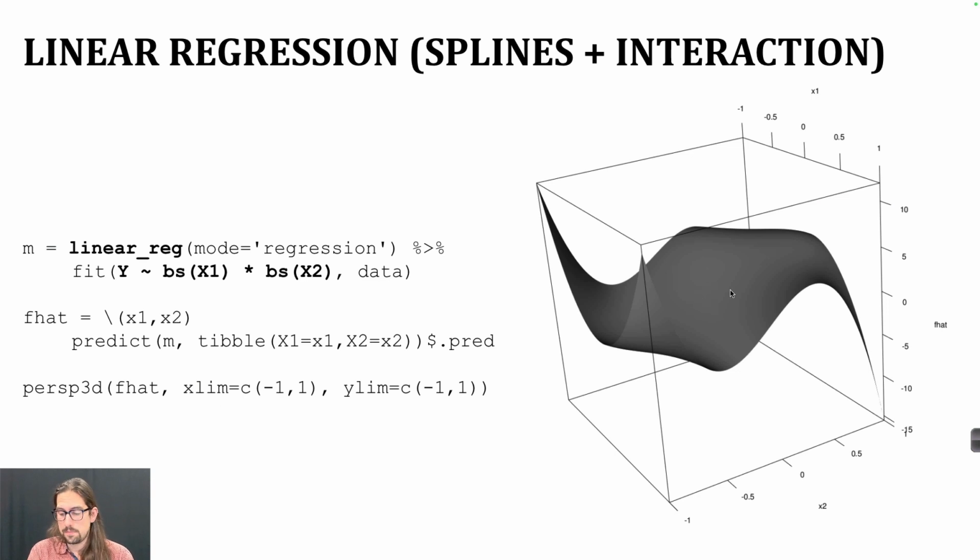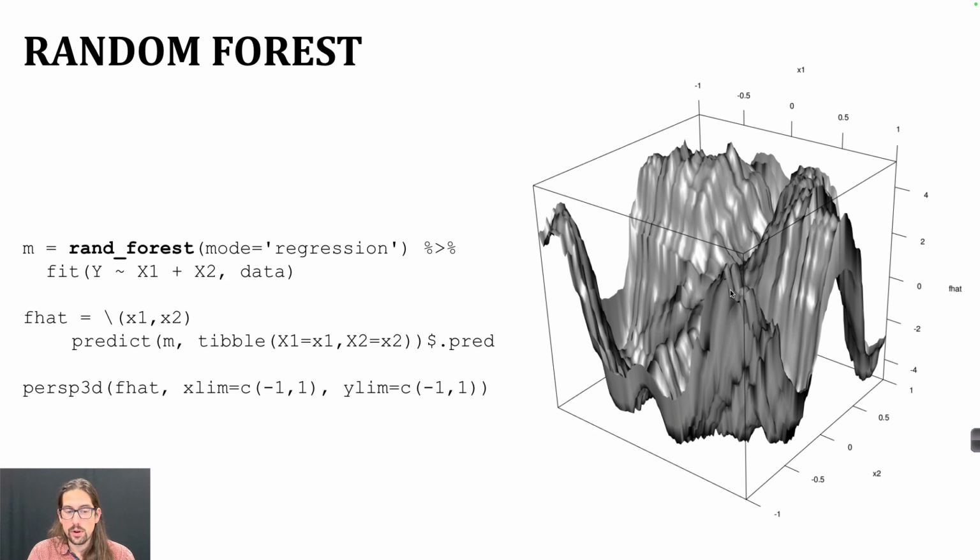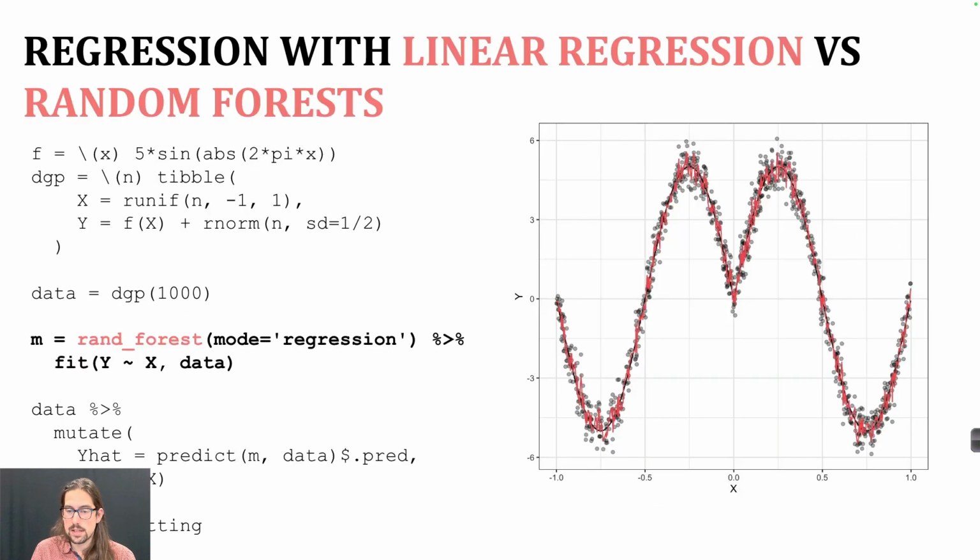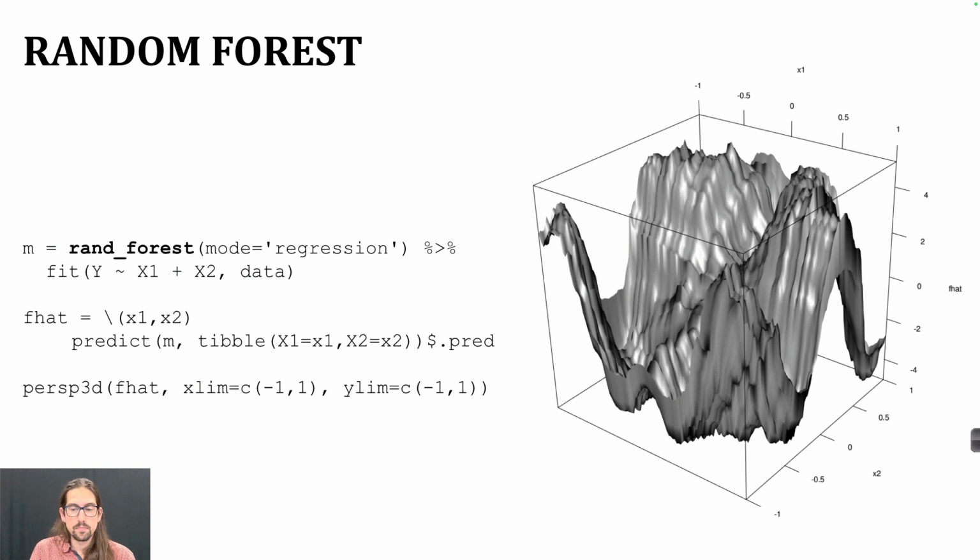Still not very good. Here's this random forest, which I already showed you in the 1D example is awesome. 2D example, same thing. What did I have to do here? Nothing. I didn't have to specify any kind of interactions or squares or anything. It just figured it out, okay?